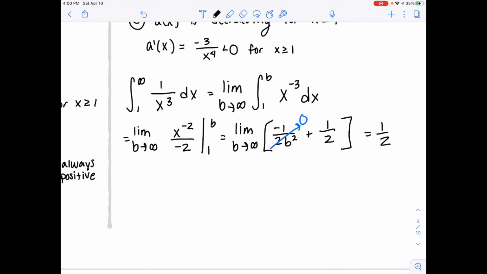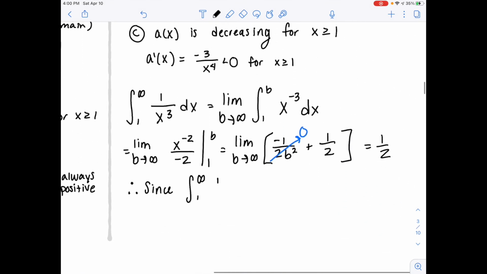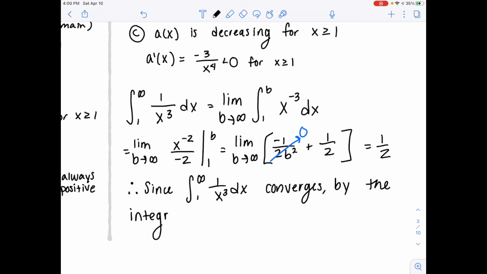So overall, my limit is equal to 1/2. Since 1/2 is a finite number, we get that this converges. So we can say, as our conclusion, since the integral from 1 to infinity of 1 over x cubed dx converges, by the integral test, the infinite sum from n equaling 1 to infinity of 1 over n cubed also converges.